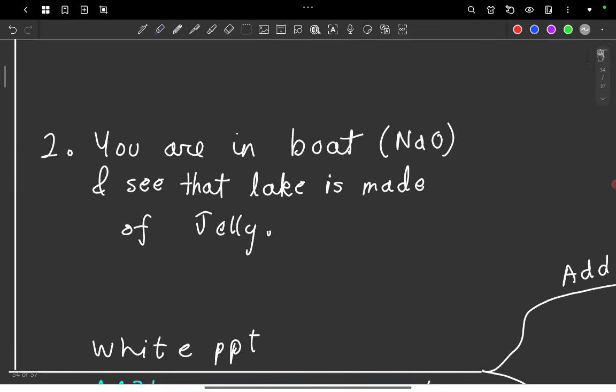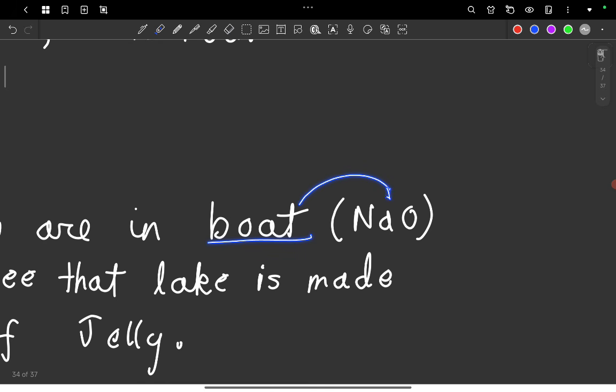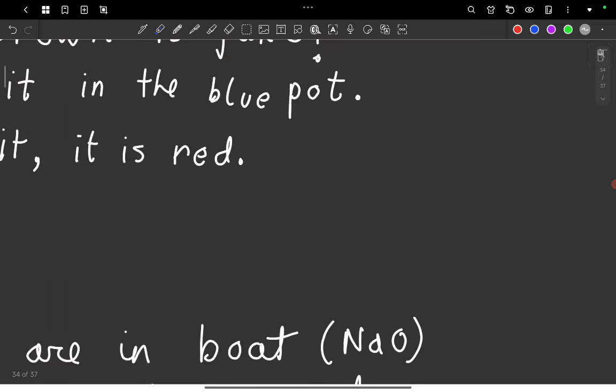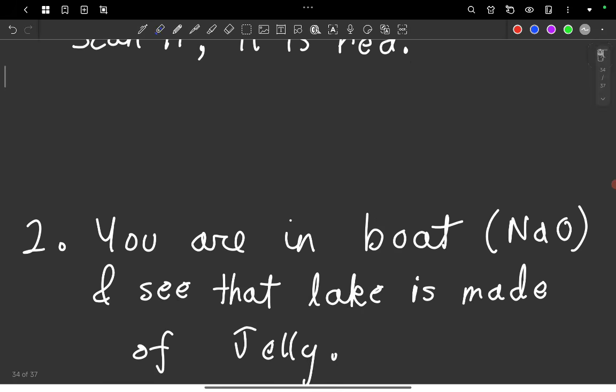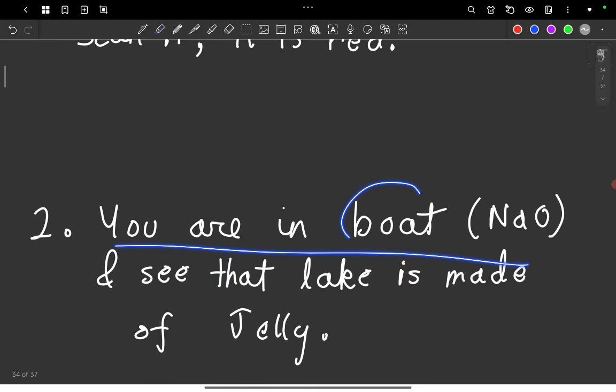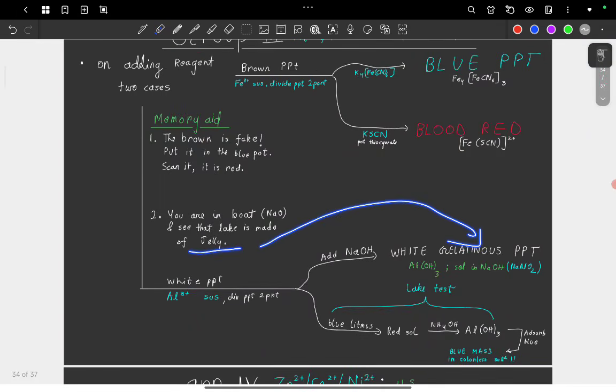Now the memory aid for this is you are in a boat. You have to connect lake with boat. And for the Hindi speakers, boat is called nav. For the non-Hindi speakers, nav is basically Hindi for boat. And using nav, you remember NaOH. You are in a boat. You connect both with lake and nav with NaOH, and see that lake is made of jelly. Like jelly, you have to connect gelatinous. Lake, you have to remember lake test. Using NaOH, you have to remember the NaOH which is used in the first test.